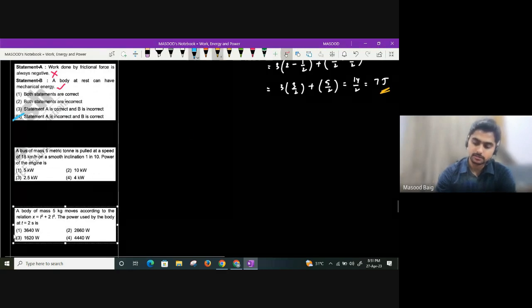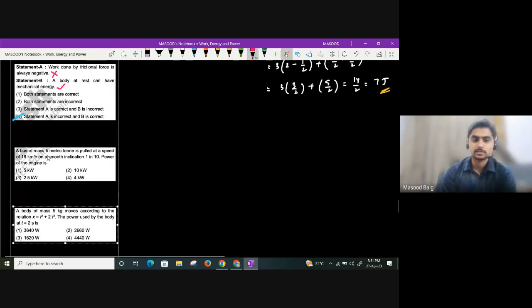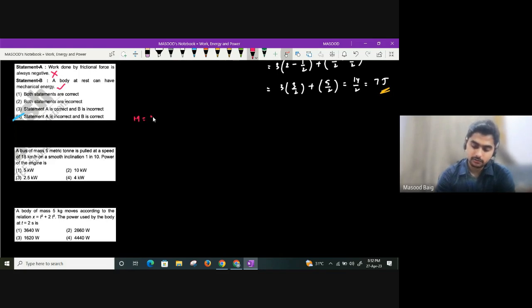Next question, let us see. A bus of mass 5 metric ton is pulled at a speed of 18 km per hour on a smooth inclination 1 in 10. What is the power of the engine, they are asking? So what is the mass given here? 5 metric ton. I have told you 1 metric ton is 10 cube kg or not, guys? This is given as 5000 kg. Right? It is pulled at a speed of, what is speed given, beta? Speed is given as 18 km per hour, which I can write as 18 into 5 by 18. You will get it as 5 meter per second.